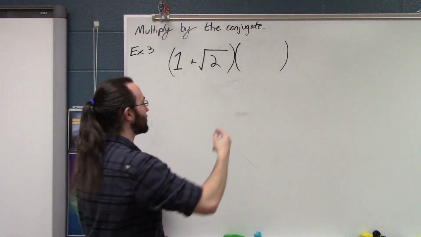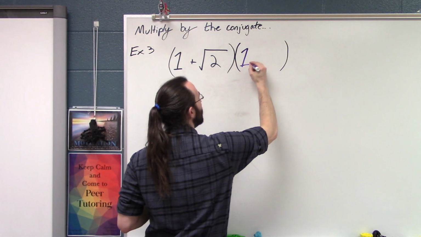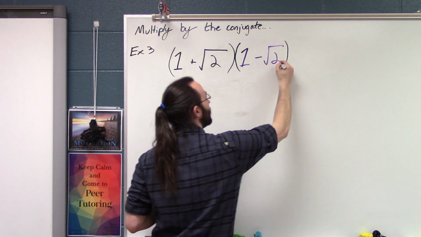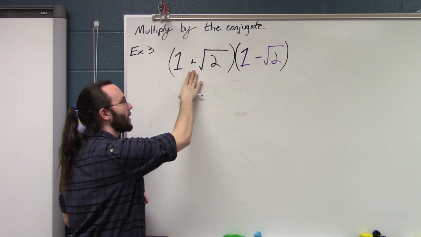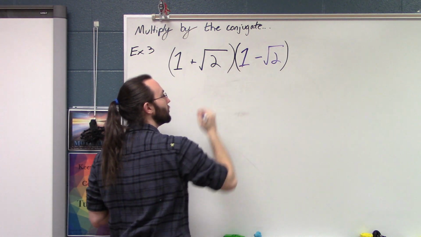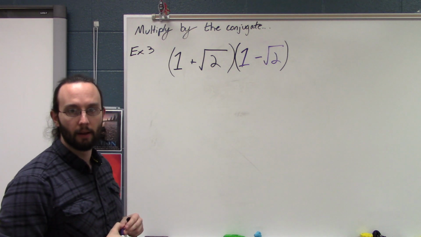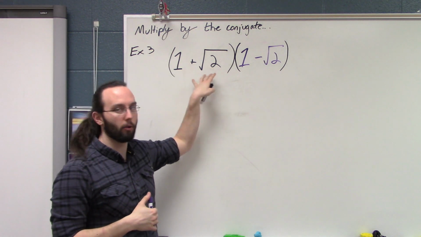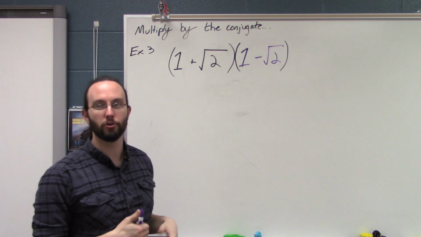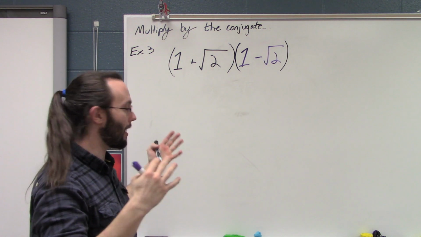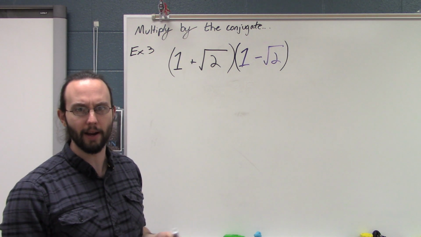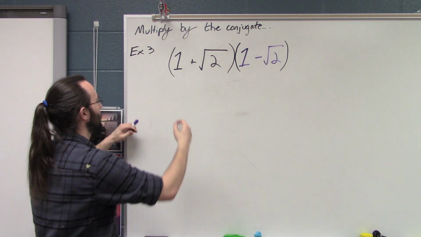Again, the conjugate is the same two terms, but a different sign in the middle. So 1 plus root 2 is my original, 1 minus root 2 will be my conjugate. So this is a FOIL problem. Note that it's two terms times two terms, so at first glance, FOIL, really difficult, right? Well, let's see what happens.